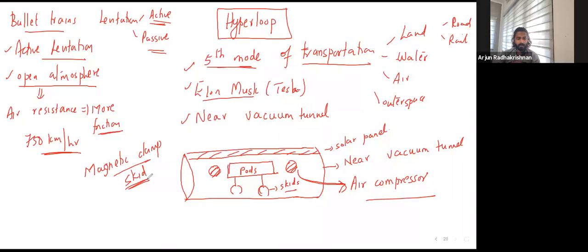There are air compressors in the tunnel to remove air entering at the station. So at the stations when the train stops, air will be entering and leaving. To remove this air, we have air compressors.